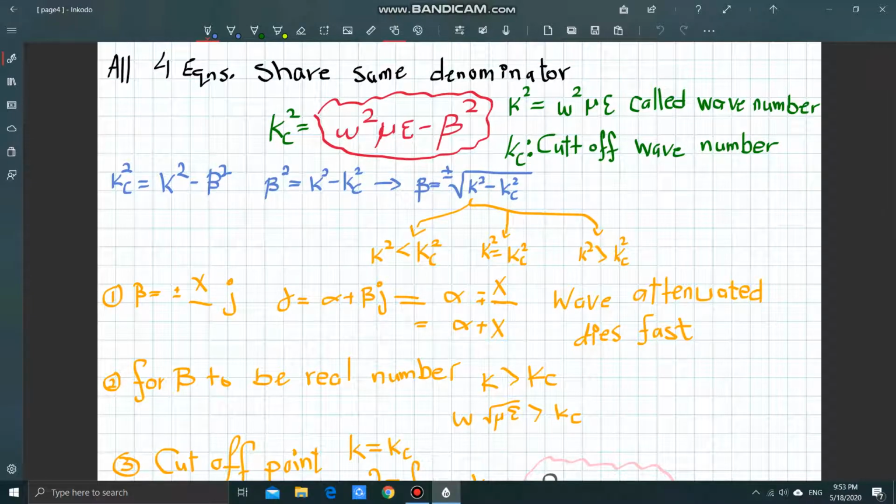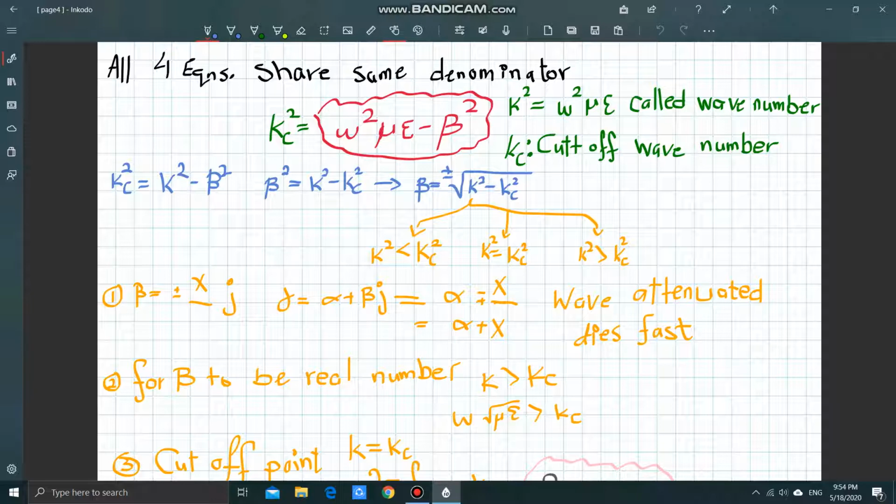Notice that there are 2 solutions for this equation. Inside the square root, the result could be negative, positive, or 0. Let's study if the expression inside the square root is negative. A negative number inside the square root gives us an imaginary number. So beta will be, for example, plus or minus xj. If we get lambda, which is beta j, we get alpha equal to plus or minus x, since j times j gives us negative 1.